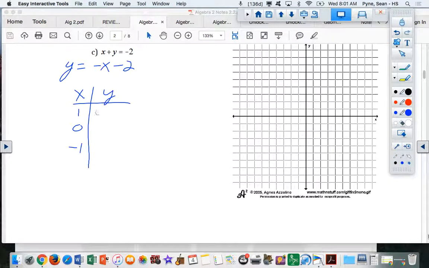Plug in 1, I get -3. Plug in 0, I get -2. Plug in -1, I get -1. Plot all 3 points. 1, 1, 2, 3. 0, -2, -1, -1. Now, because we chose values that are close together, our dots are close together, and then we just extend them on.